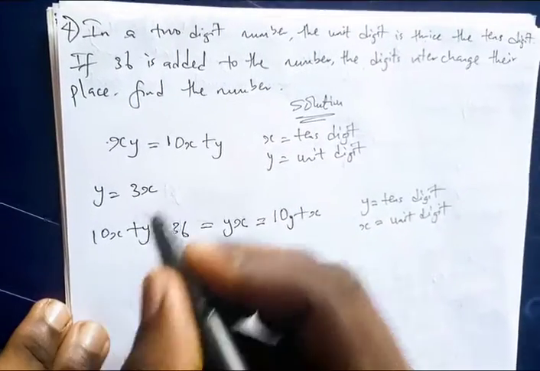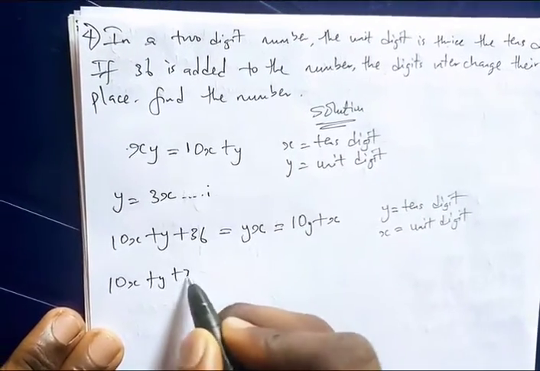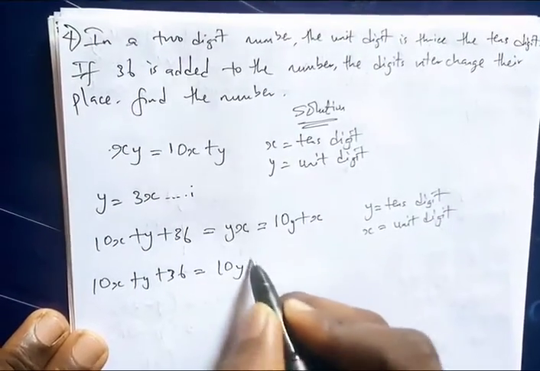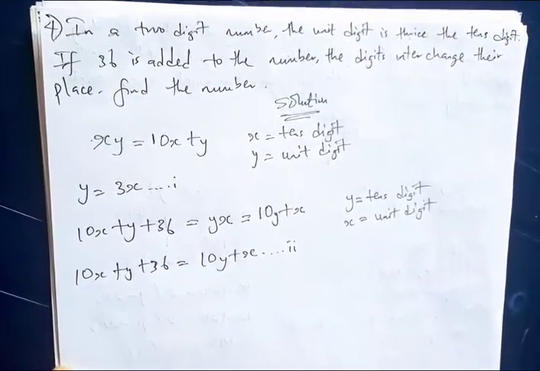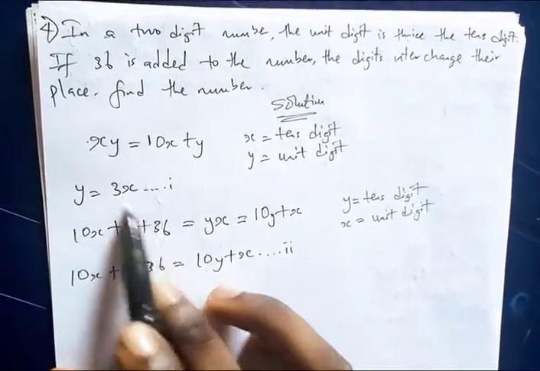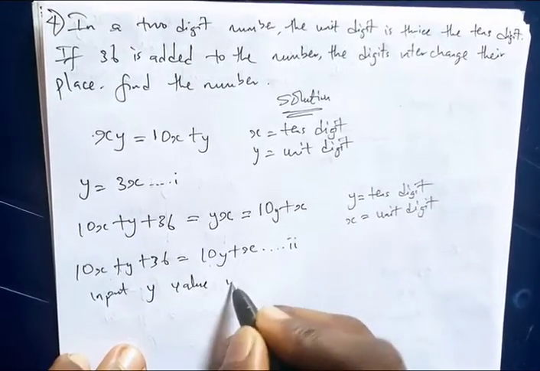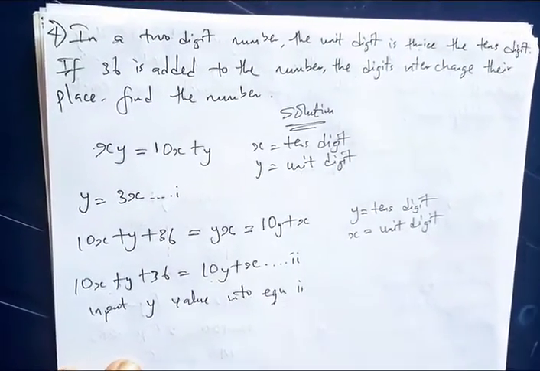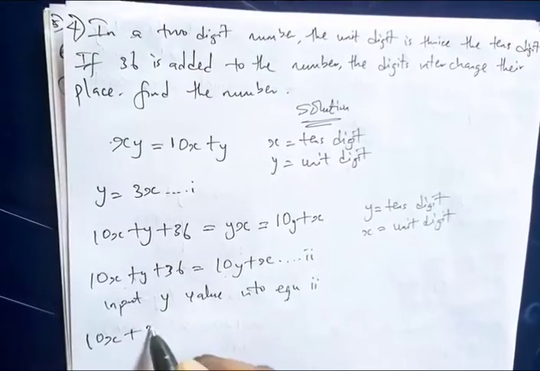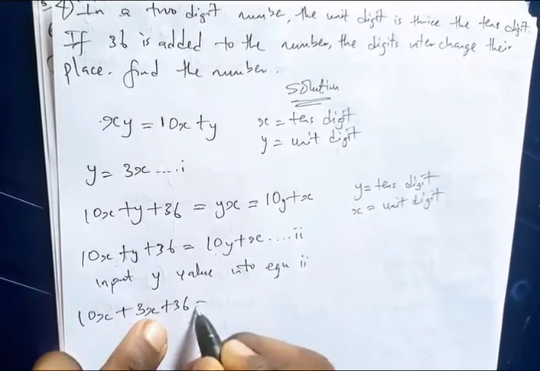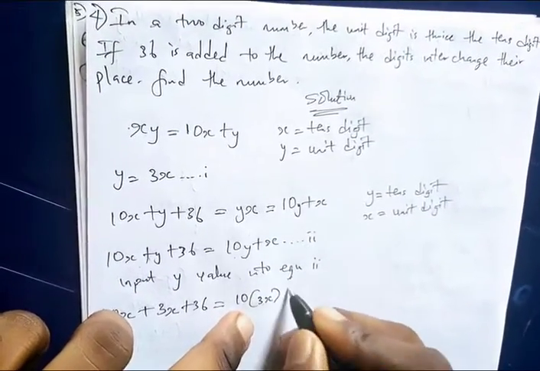So we can see that we have two equations here. This is the first equation, y equals 3x, and 10x plus y plus 36 is equal to 10y plus x, and this is our second equation. Okay, we can see that we already know our value for y. So if I input the y value into equation 2, I'll have that 10x plus the y value, which is 3x, plus 36 is equal to 10y, and our y is 3x, plus x.